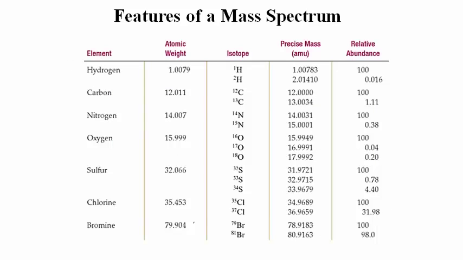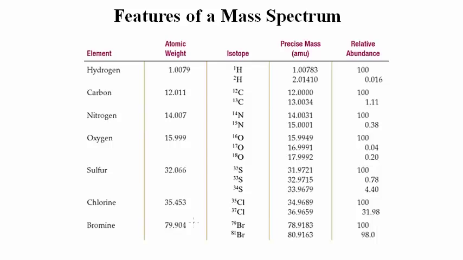Now virtually all of the elements common to organic compounds, including hydrogen, carbon, nitrogen, oxygen, sulfur, chlorine, and bromine, are mixtures of isotopes. Exceptions are fluorine, phosphorus, and iodine, which occur in nature exclusively as F-19, P-31, and I-127.